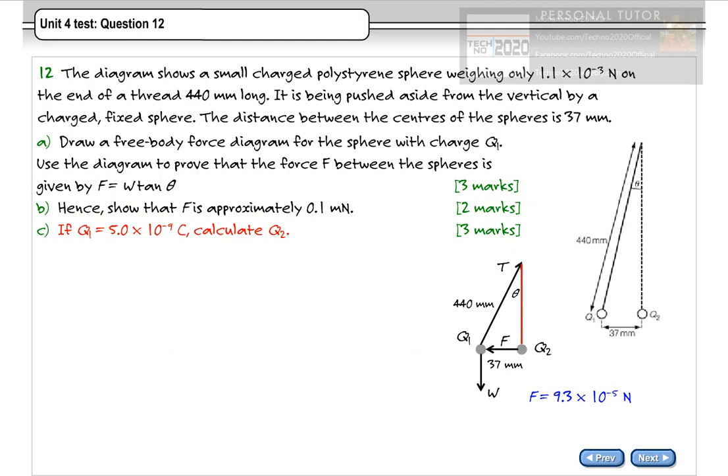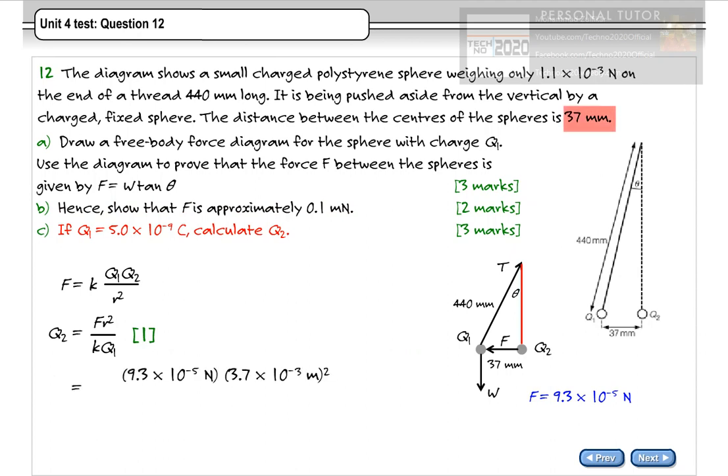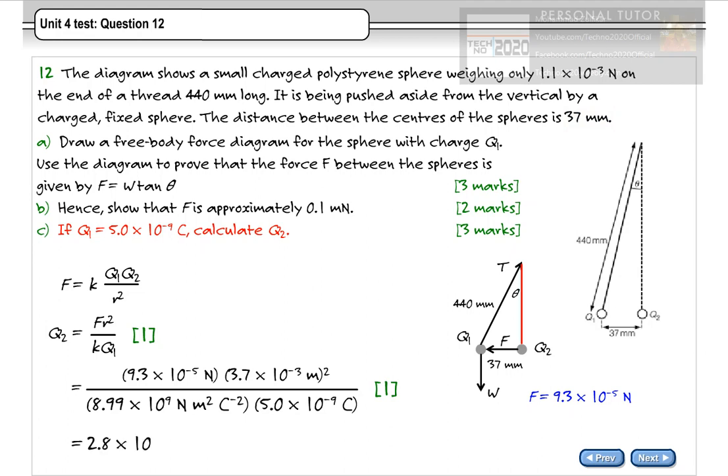Part C is a straightforward rearranged Coulomb's law calculation. You'll need to look up the electric field constant K in the datasheet. Substituting and calculating shows the value of charge Q2 to be 2.8 times 10 to the minus 9 coulombs.